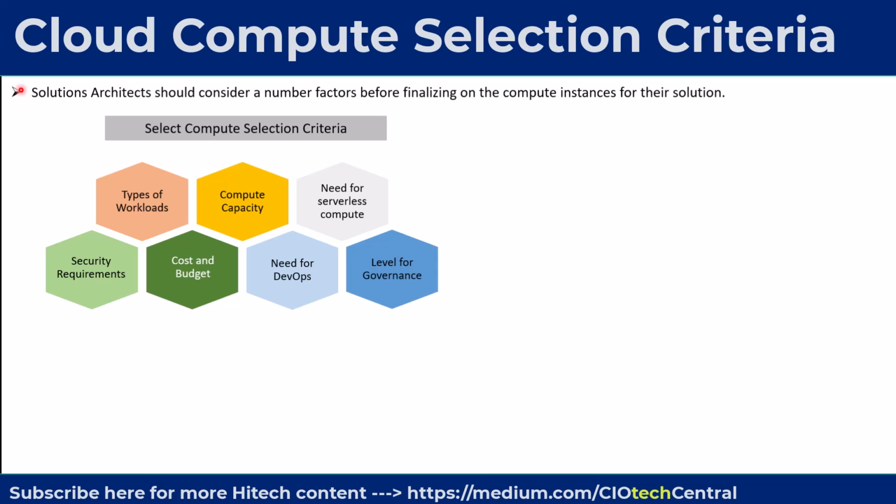The level of governance on compute servers that one may require can be another factor in the selection of the specific compute instances. This has to do with the level of control and administration tasks that one wants to perform on the servers. Organizations, for example, may want to maintain control on the servers themselves to make configuration changes, etc. Others may decide to completely outsource that to the cloud providers.